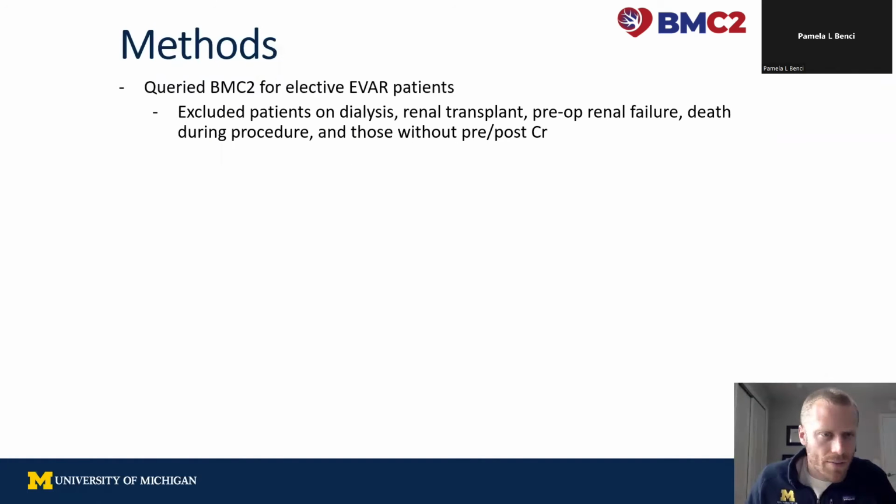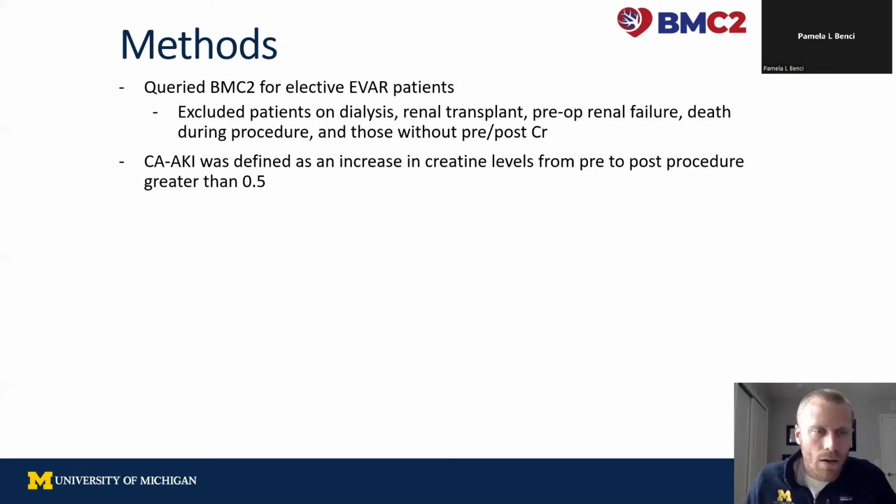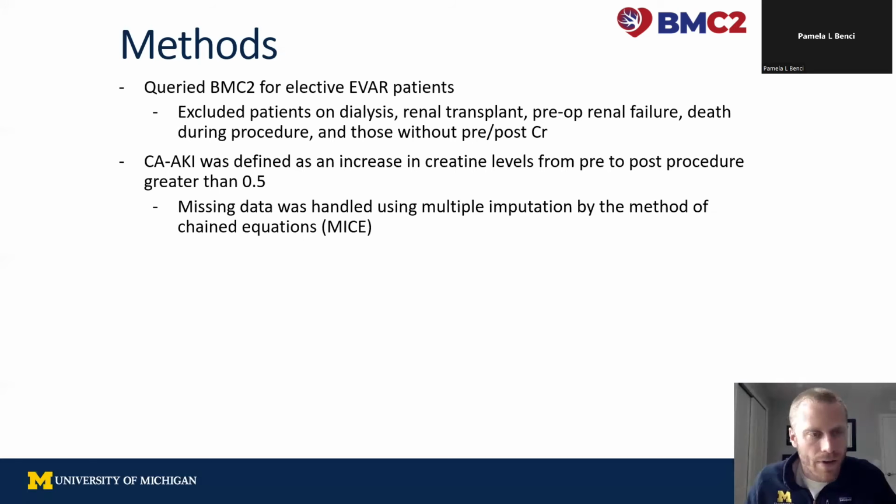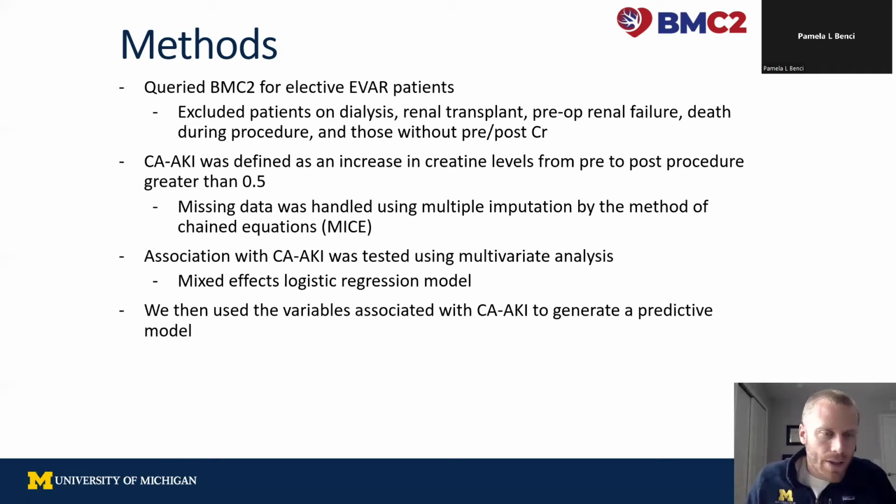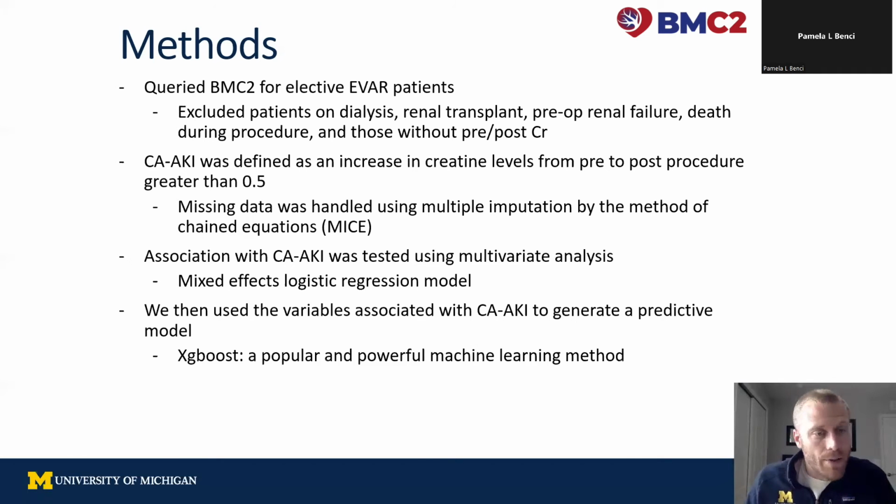We used the BMC2 and identified all these EVAR patients. We really just excluded patients who had preoperative renal problems or didn't have creatinine labs that we could look at. We defined contrast-associated AKI as an increase in creatinine by greater than 0.5. We had some missing data, which we handled via imputation, and then we used a multivariate analysis to test the associations. We then used those variables to generate a predictive model.